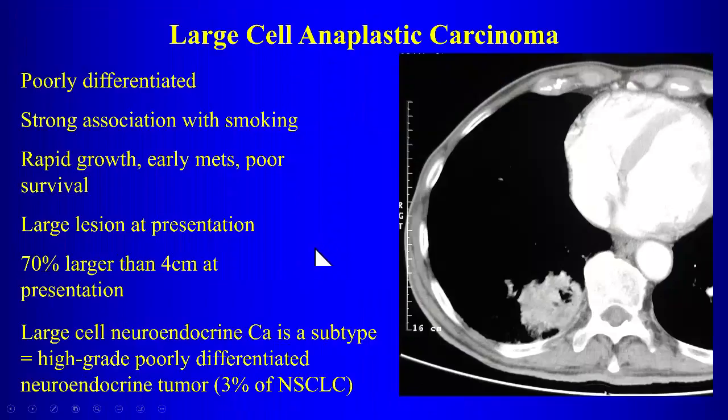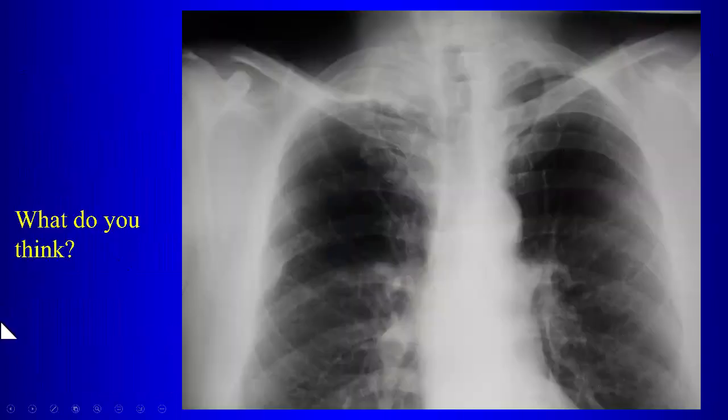Large cell anaplastic, this is another cell type of tumor, poorly differentiated, also associated with smoking, rapid metastases. These tend to be large lesions. Nothing specific really on imaging. Large cell neuroendocrine carcinoma is a subtype. That's a high-grade, poorly differentiated tumor. And so this is another cell type of tumor that you might run across. What's abnormal here?